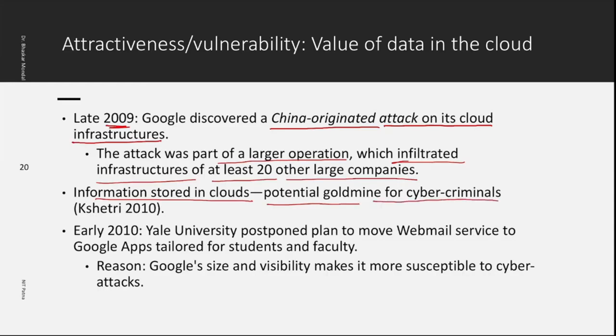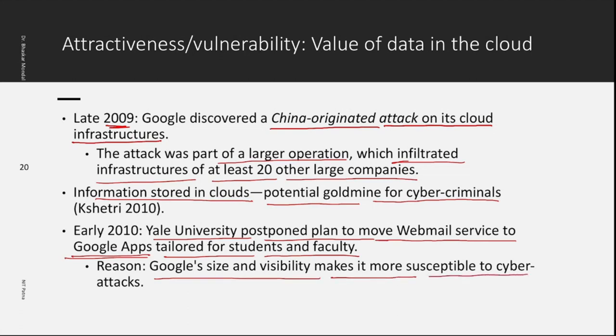In early 2010, LA University postponed its plan to move its webmail server to Google Apps, tailored for students and faculty. Now you can see that many organizations use Google Apps for their services. The reason is that Google's size and visibility makes it more susceptible to cyber attacks. But nowadays, you know how secure Google has made its servers, but still there is no ultimate security.